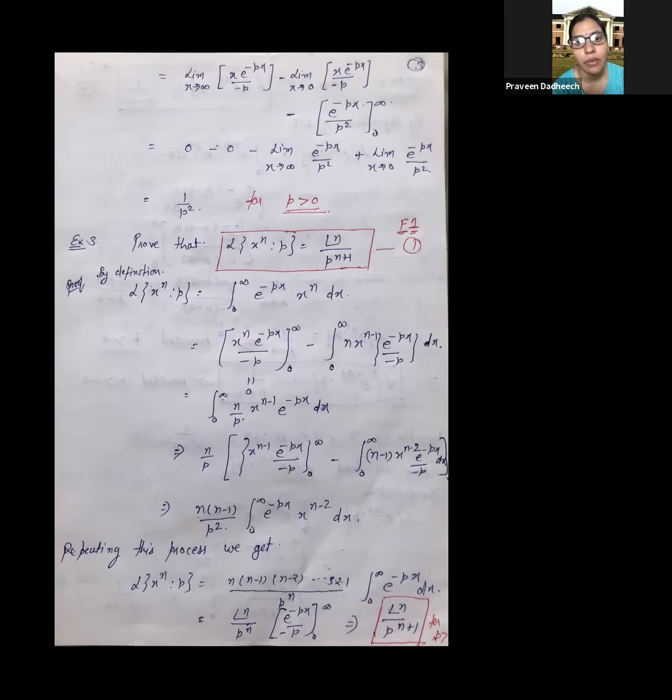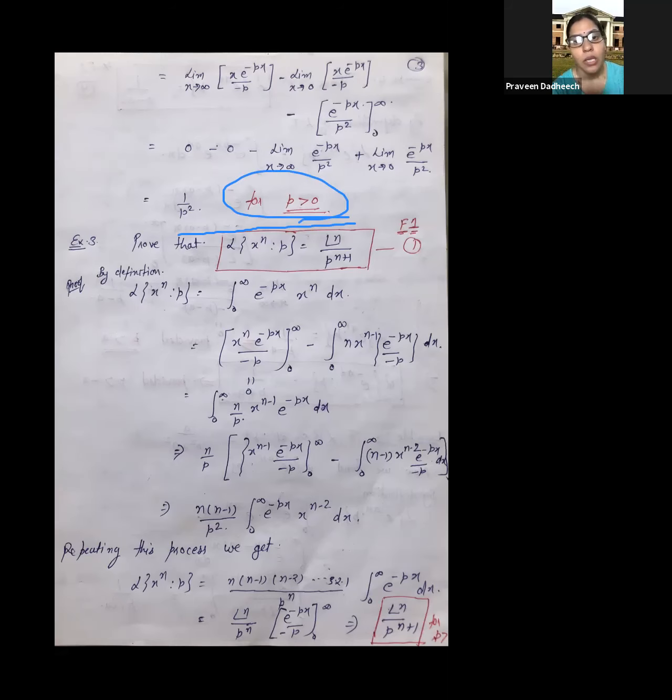So here what will we get? The Laplace transformation of x equals 1 upon p square. Again we define here that p must be greater than 0. If p is less than or equal to 0, then it becomes divergent. So p must always be greater than 0.